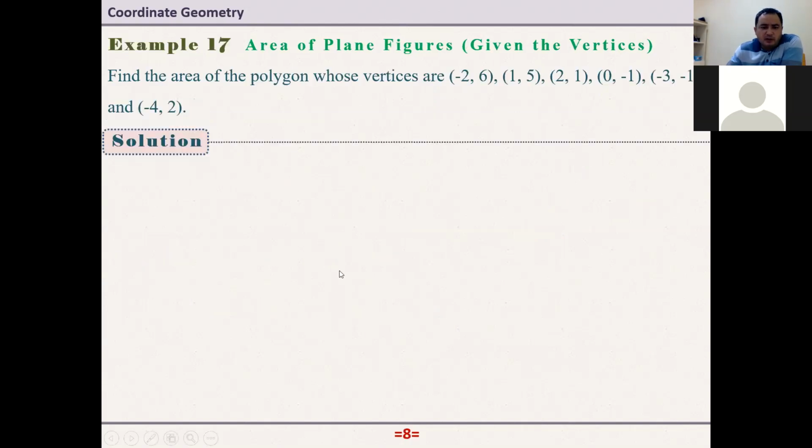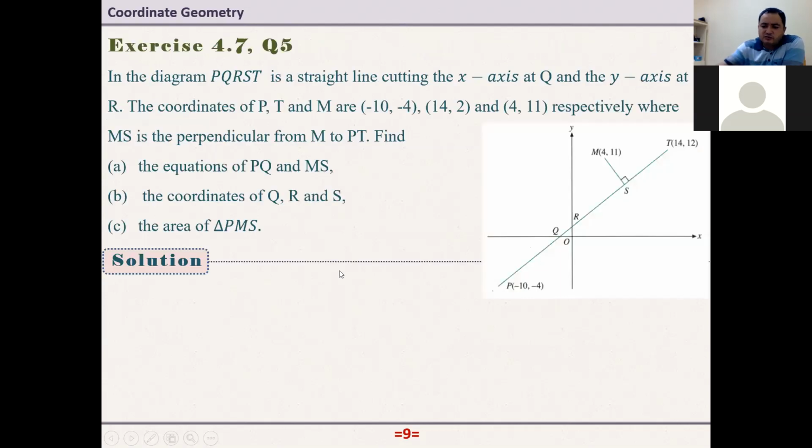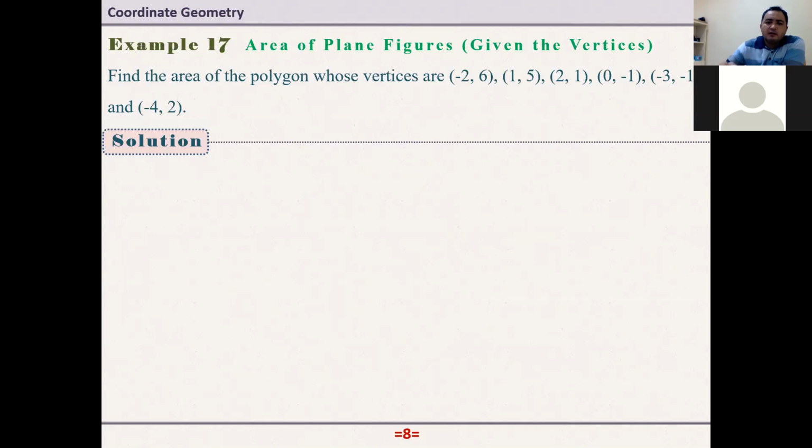That is one example. How many examples do we have? Just 2 examples. That much is enough to give you some idea about this. Find the area of the polygon whose vertices are, let's say, negative 2, 6, 1, 5, 2, 1, 0, negative 1, negative 3, negative 1, and negative 4, 2. Okay, what are these?